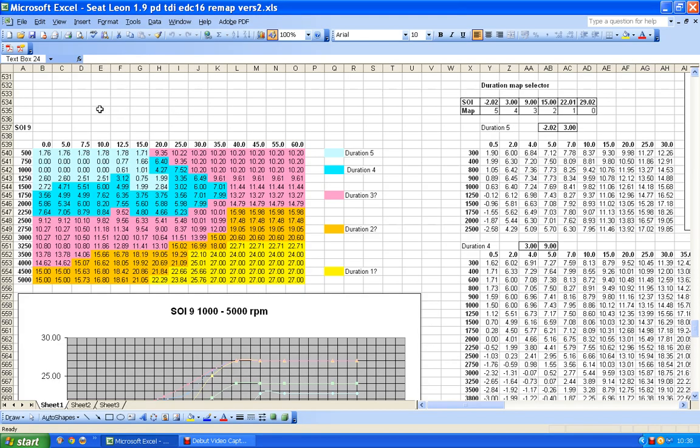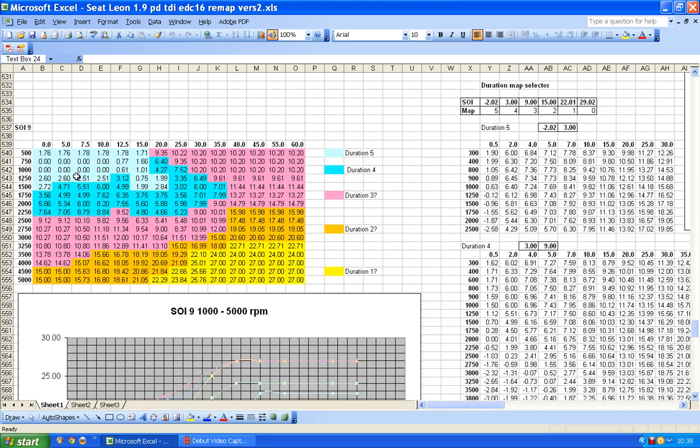I'm going to look at start of injection 9, and I'm going to look at a variety of different things as I go along. I've deliberately picked this one because this is the one that's probably going to be used a lot of the time. It also ties in with the duration map selection over here. So I've color coded this to give a vague clue as to what might be selected.